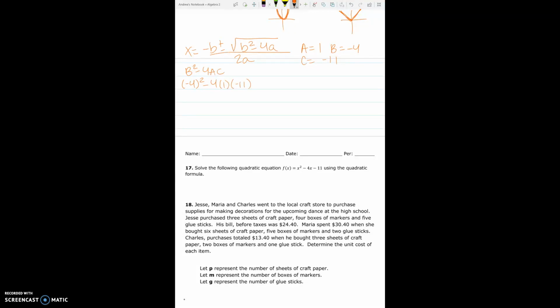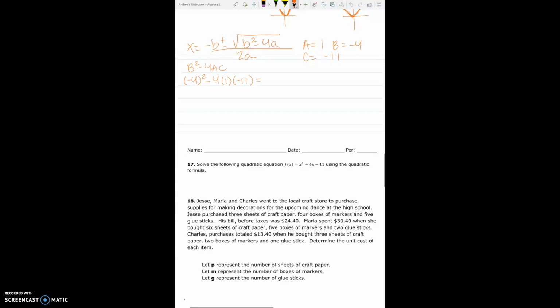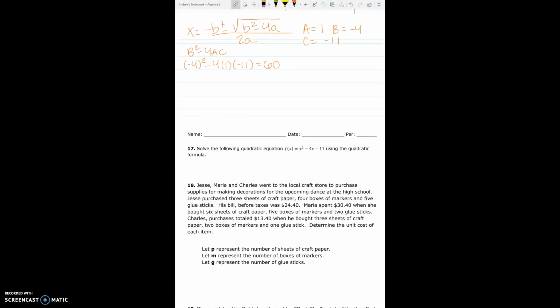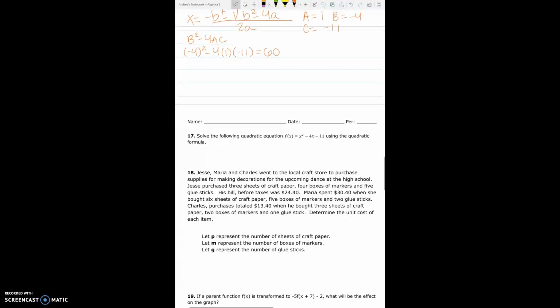By doing the discriminant, you're going to get 60. So I know that this is positive, so I'm going to have two real solutions, but they're going to be irrational because 60 is not a perfect square. So let's go ahead and figure that out. Negative b. b is negative 4, so negative b is positive 4, plus or minus the square root of 60, all over 2 times a, which is just 2 times 1, which is 2.